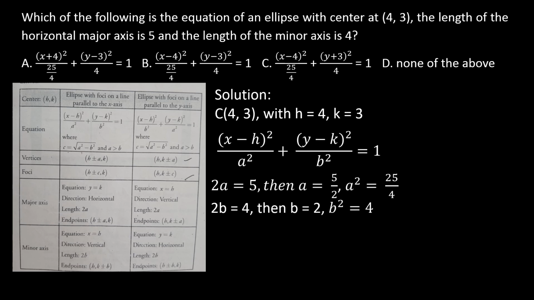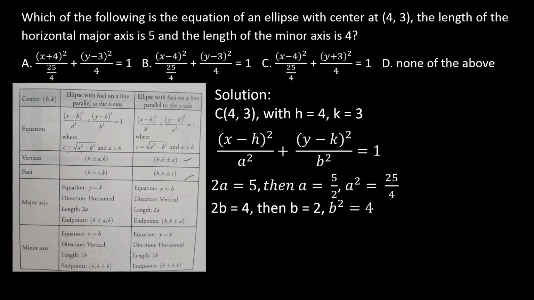Then 2a is equal to 5, dividing both sides by 2, so a is equal to 5 over 2. Therefore, a squared is equal to 25 over 4, by multiplying 5 over 2 times 5 over 2. While in the minor axis, its length, we have 2b is equal to 4, dividing both sides by 2, b is equal to 2, then b squared is equal to 4.